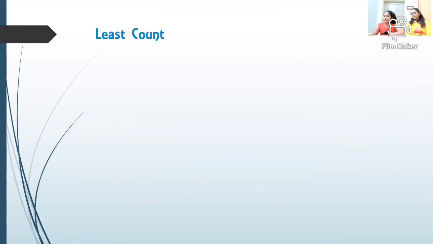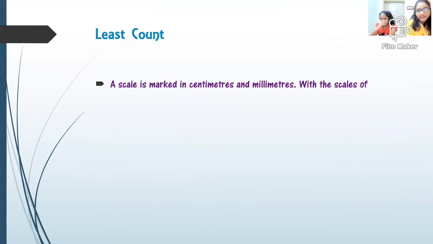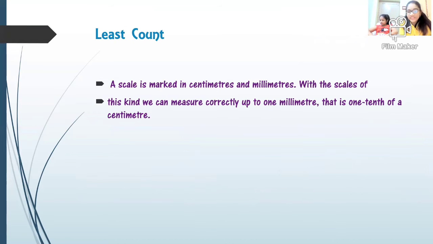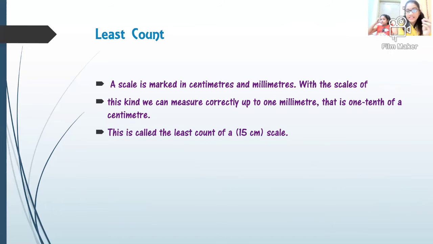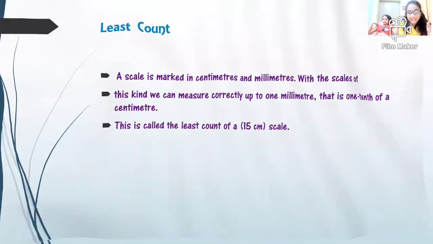Now, the next one is least count. I didn't know what least count was. Okay, now let's learn about least count. A scale is marked in centimeters and millimeters. With scales of this kind, we can measure correctly up to 1 millimeter. That is 1/10 of a centimeter. This is called the least count of a 15 centimeter scale.